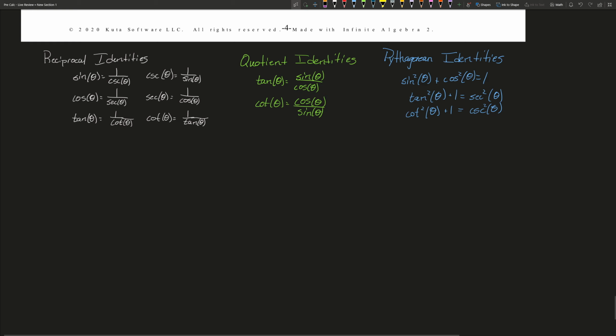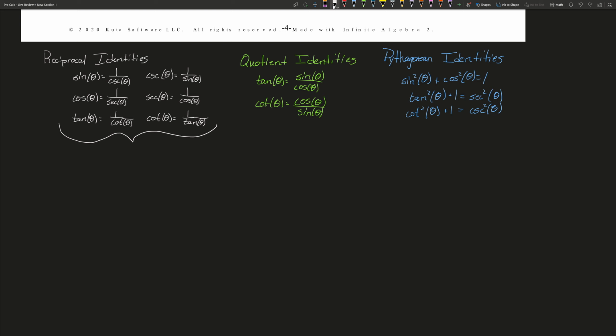Okay, the last thing that we need to go over, at least just a little bit, are the identities. There are three different types of identities. There's the reciprocal identities. These things we should absolutely 100% know, and we probably knew them before we even went over this in class.